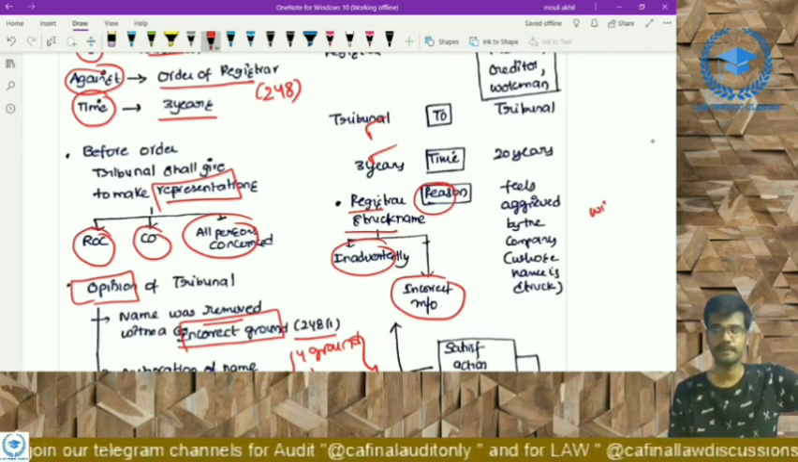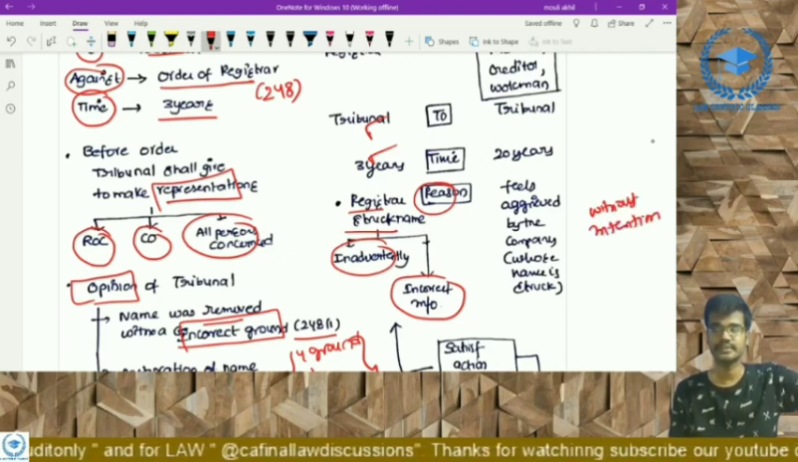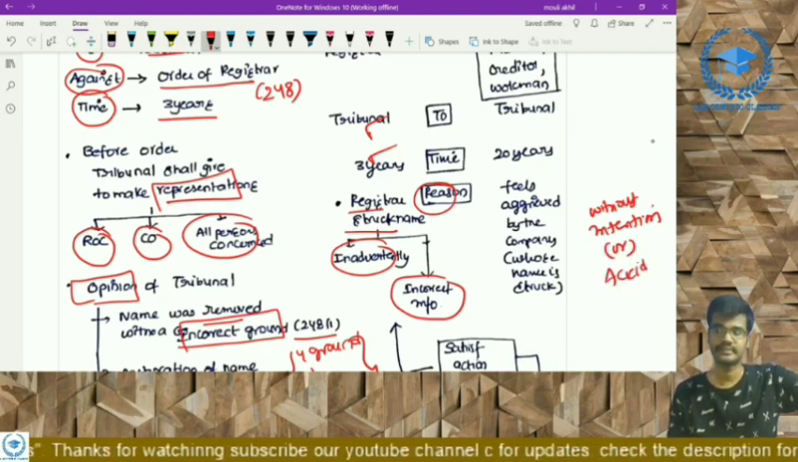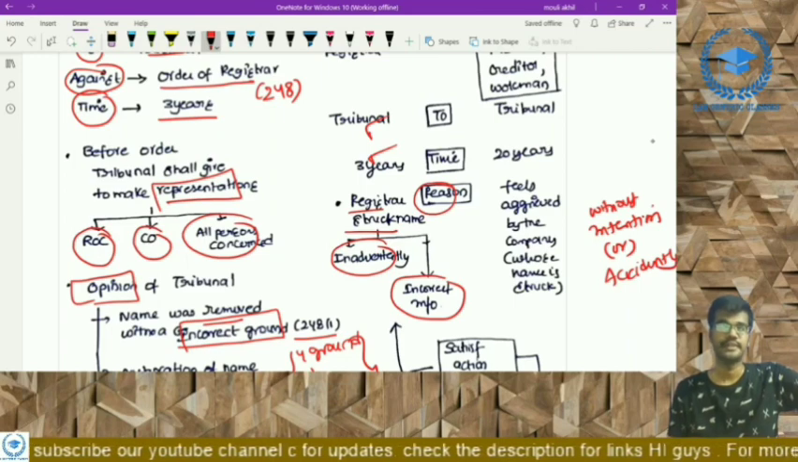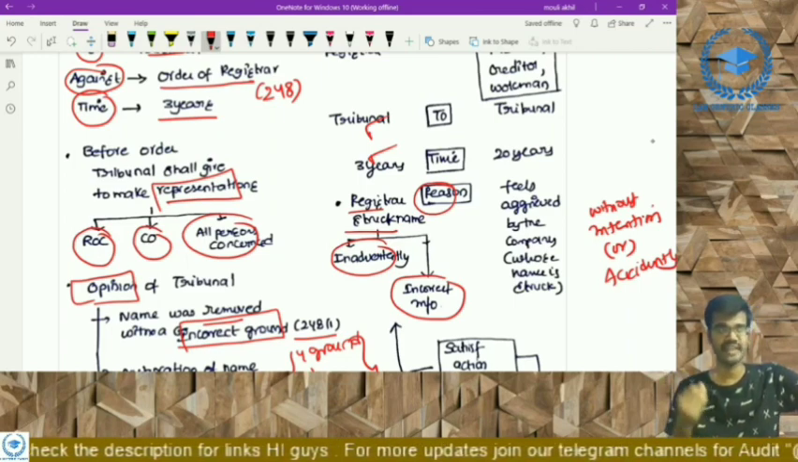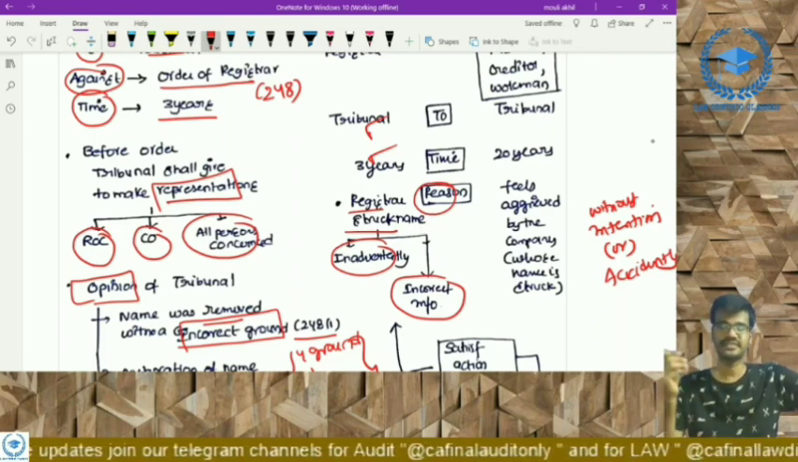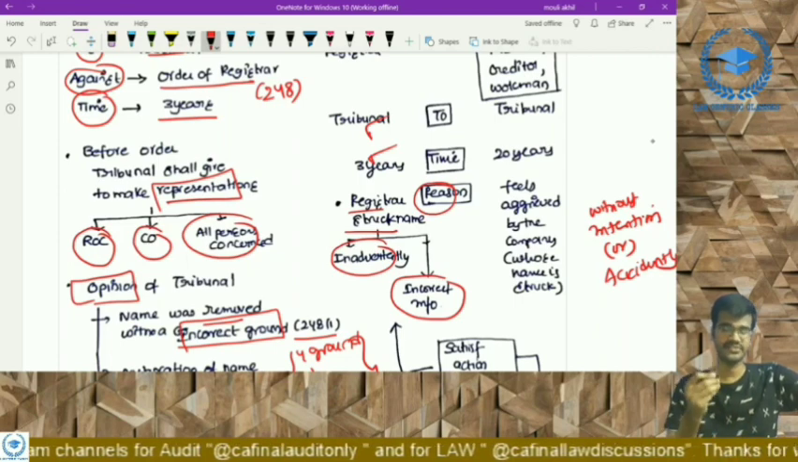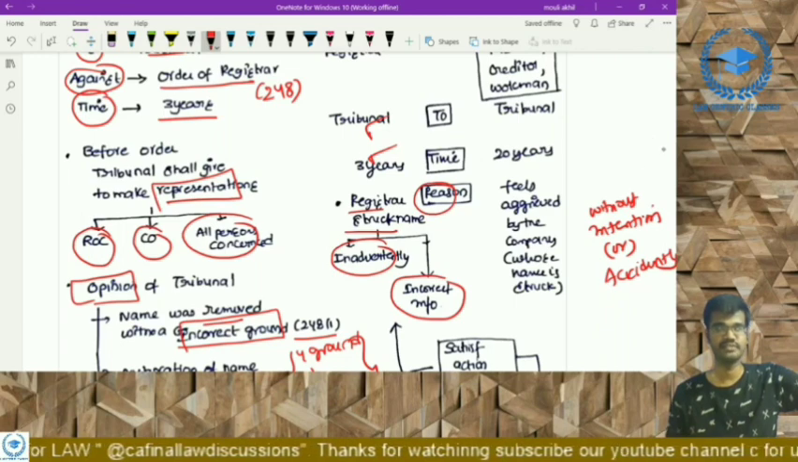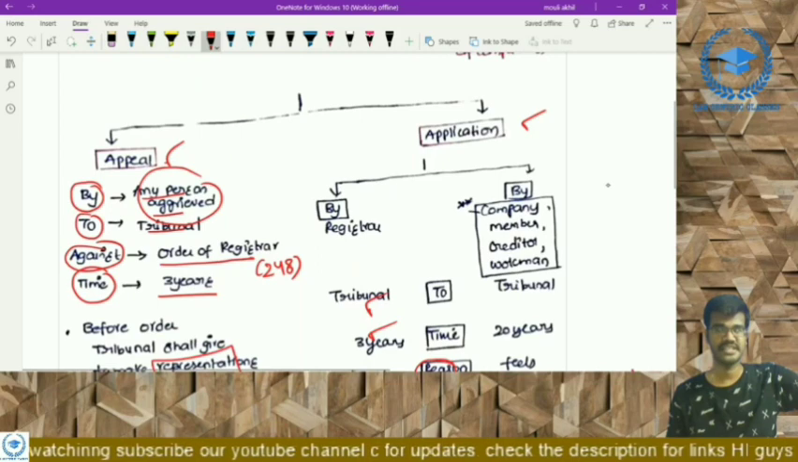It means without intention, or accidentally, right? If the registrar has removed the name of the company without intention or accidentally, or based on incorrect information obtained from the company or the persons of the company, then the registrar can file an application to the tribunal, asking it to take into consideration restoring the name of the company, right? This is the application part.